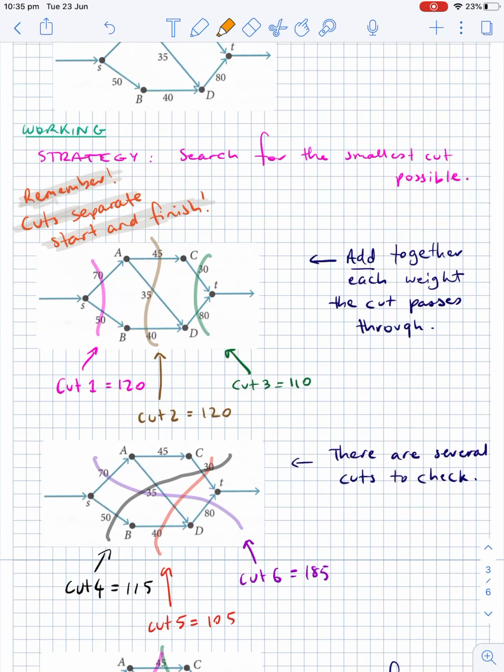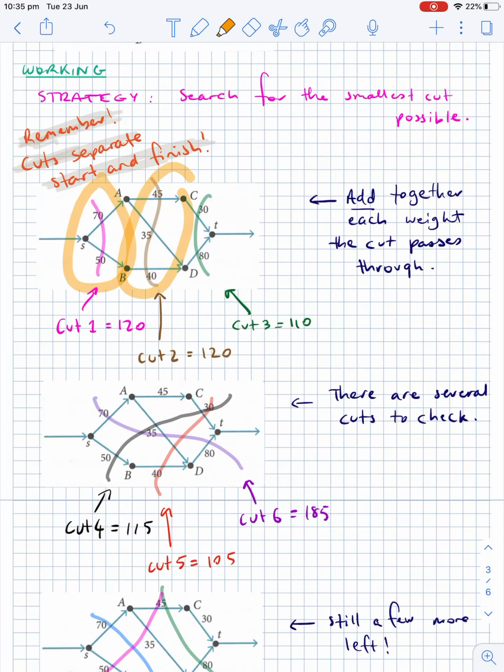Okay, so remember that cuts separate the start and finish. So here in these colours, I've got 3 cuts. They've pretty much halved the network into 2 parts, and they're cutting off the start from the finish. So if we look at these 3 lines here, what we have to do is add together each weight that the cut passes through, and that will tell us the total weight for that cut. So for example, this pink one, it's cutting 70 and 50, so that has a cut of 120.